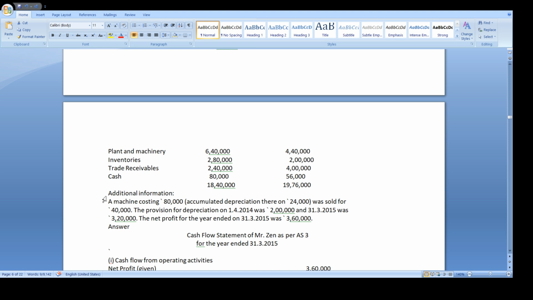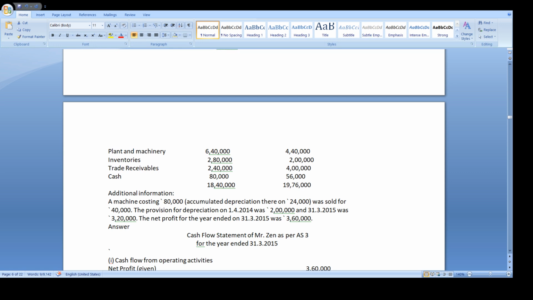It says that a machine costing 80,000, estimated depreciation based on 24,000, was sold for 40,000. The provision for depreciation on 1st April 2014 was 2 lakh and on 31st March was 3 lakh 20,000. The net profit for the year ended 31st March 2015 was 3 lakh 60,000.